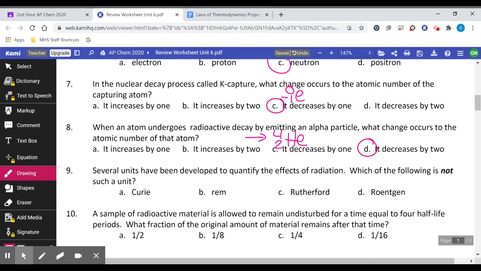Number 9, several units have been developed to quantify the effects of radiation. There's a whole list of them right in your notes. Which of the following is not such a unit? So which one of those did not show up on that list? Rutherford.